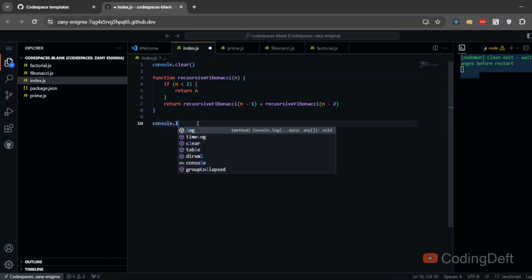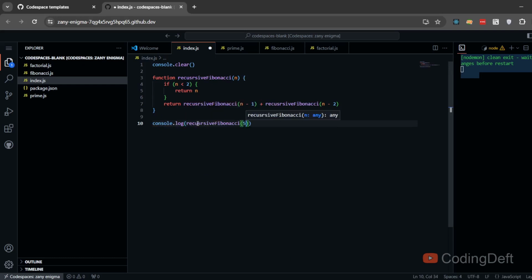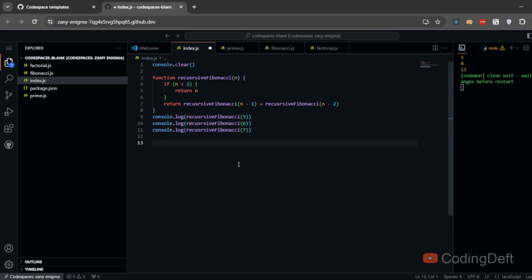So let me console log and see. Let me find the fifth Fibonacci number, which is 5, and the next one is 8, and the next one is 13. So that is how we can find a Fibonacci number using recursion.